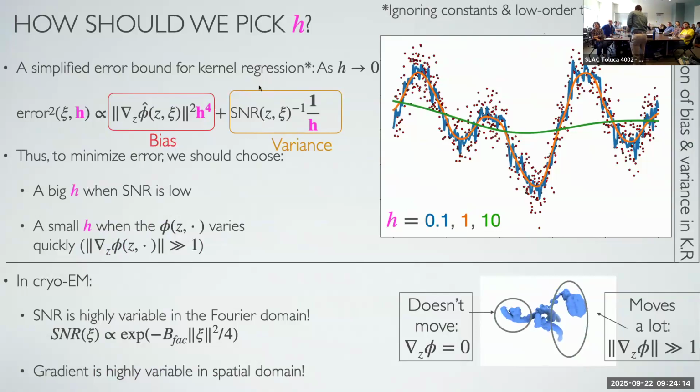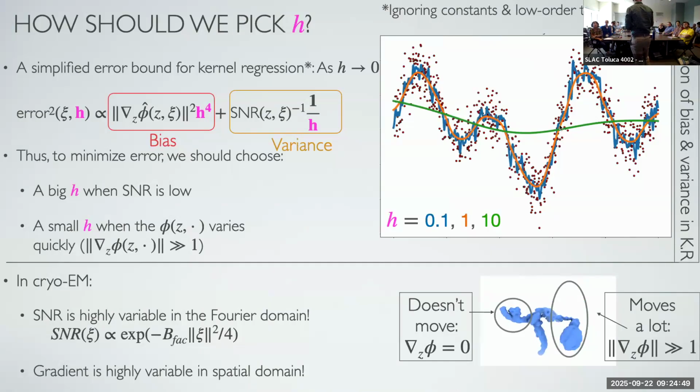As an example, here in the blue curve, I took an h which is too small, and so I didn't have enough points, and it looks very noisy. On the other hand, I need to take a small h when the function varies quickly. The example here is the green curve, where I took a really large window, and because of that I ended up averaging all of the signal away, and I can't get a nice reconstruction of the curve. So that's the general principle of how you should pick your kernel width in kernel regression.